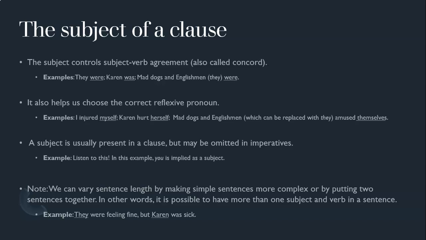Note, we can vary sentence length by making simple sentences more complex or by putting two sentences together. In other words, it is possible to have more than one subject and verb in a sentence. Note the example where we put two simple sentences together, two clauses together: "They were feeling fine, but Karen was sick." So we have two clauses with two subjects and two verbs in this sentence.